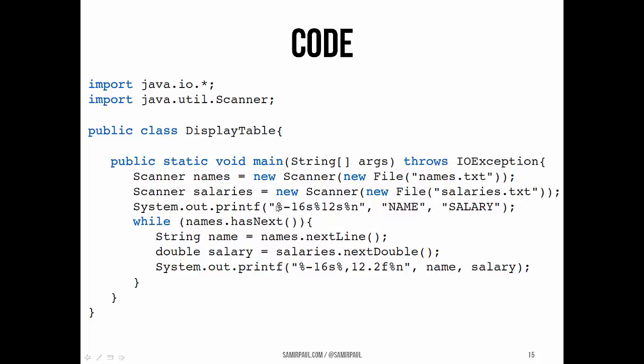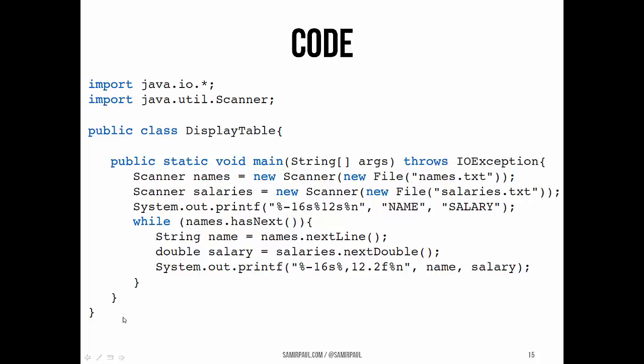Okay, so let's take a look at this. Left justified 16 column string. And you see there's no hyphen there, so it's right justified by default, 12 column string, and then the end of line. The strings correspond to name for the first one, salary for the second one.